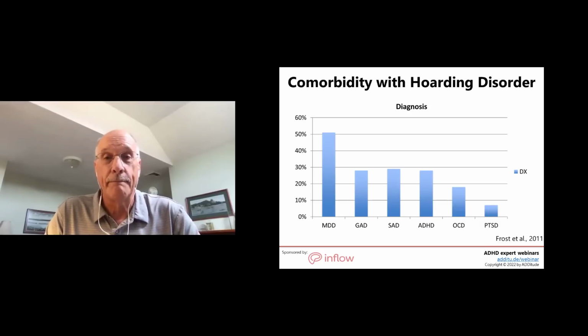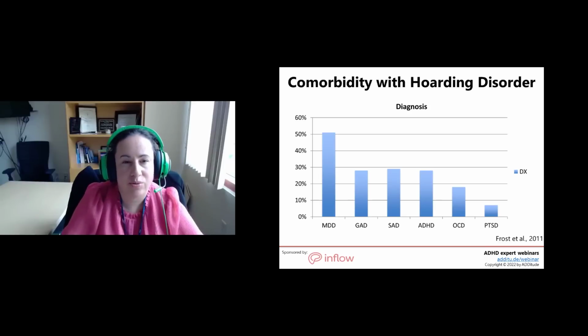So next, we're going to talk about co-occurring disorders with hoarding disorder, and this chart shows the percentage of individuals that have co-occurring disorders. And what you see is that major depression has the highest comorbidity at 50%. But I also wanted to highlight that ADHD is highly comorbid as well, 30%. But of note, there are many individuals who have attention difficulties but don't meet the criteria for ADHD.